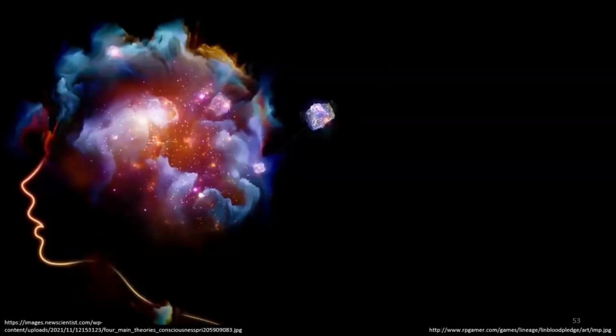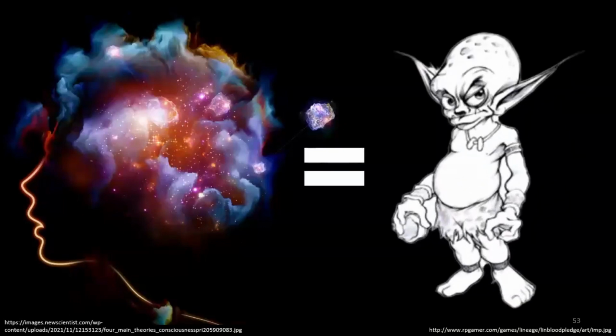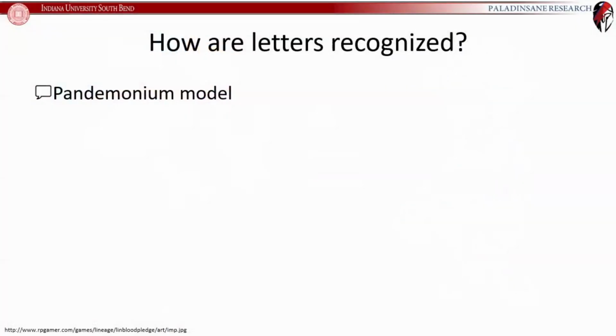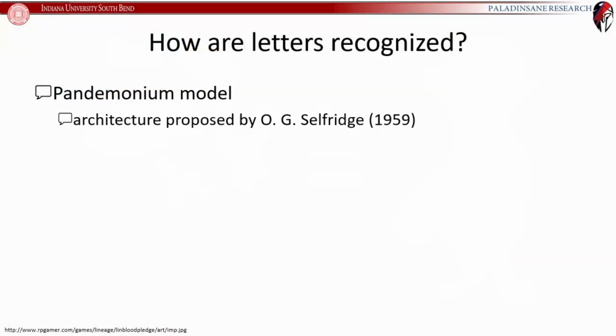And then the alternative model that we're going to talk about today came out a little later. This is the pandemonium model, and this is the one that says you have demons in your mind. So what are these demons doing? Well, this was a model proposed by Selfridge back in 1959. So this is like 66 years old by now.